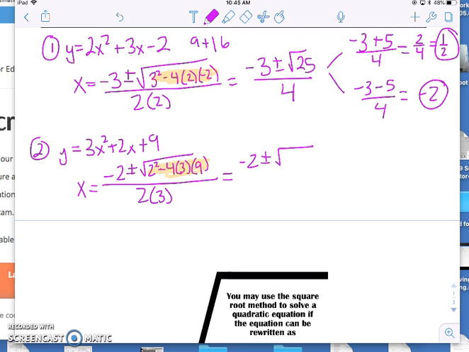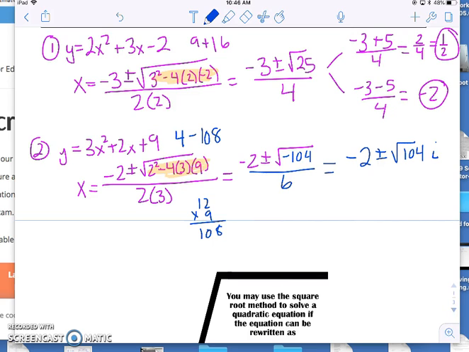So we'd have 2 squared, that is 4, minus 4 times 3 is 12, 12 times 9. Let's see, 12 times 10 is 120, so minus 12, we'd have 108. So 4 minus 108 is negative 104, divided by 6. And if you remember, we can't take the square root of a negative 104. That's imaginary, so this means it doesn't cross the x-axis. So plus or minus the square root of 104i divided by 6. And we could leave it just like that.